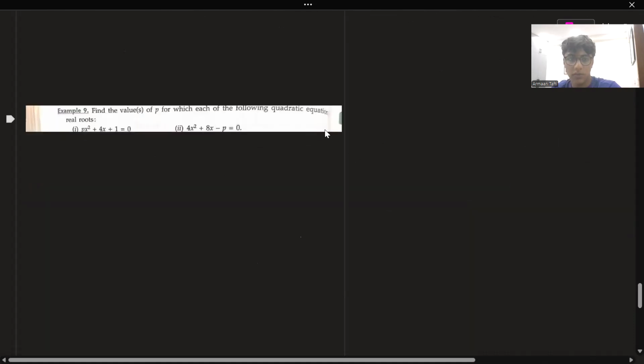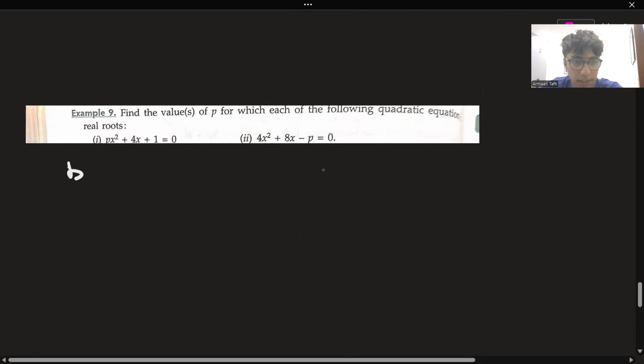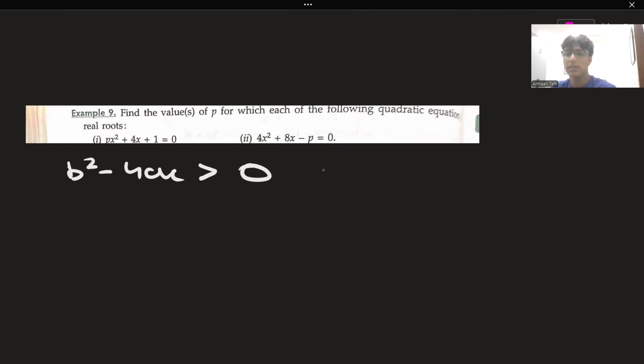Okay, now let's move on to the next question. So we have, let me just make this image slightly bigger. Find the values of p for which each of the following quadratic equations has real roots. Okay, so the condition for an equation to have real roots is that b square minus 4ac has to be greater than 0. Last chapter was quadratic inequalities. You just have to form inequalities and solve them. So this is pretty simple. Values of p, right? So let's do part one.